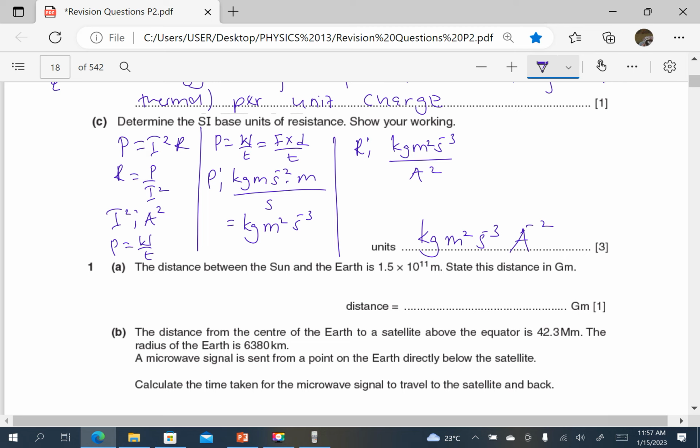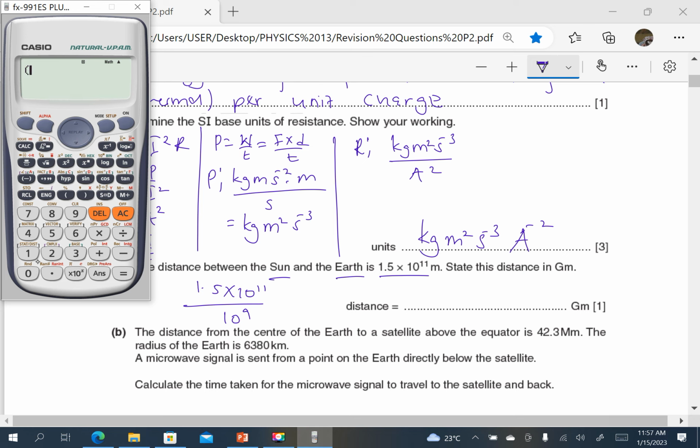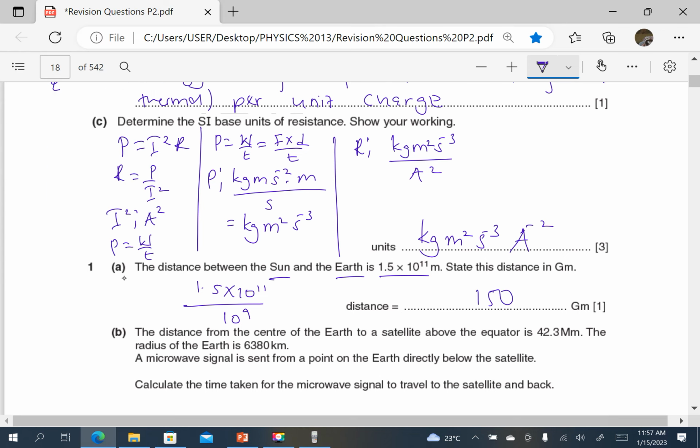Okay. The distance between the Sun and Earth is 1.5 times 10 power 11 meters. State this distance in gigameters. Giga is 10 power 9. To bring a prefix, we divide by its value. So 1.5 times 10 power 11 divided by the value of the prefix, 10 power 9. So 1.5 times 10 power 11 divided by 10 power 9. So that is 150.